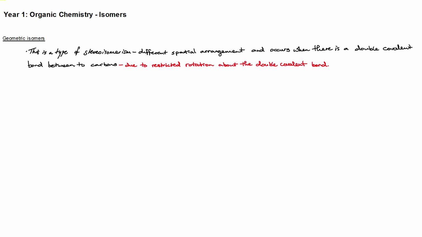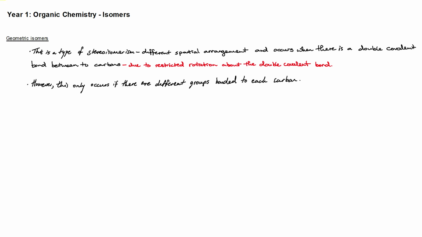Okay. So in order for a molecule to exhibit geometric isomers, it must have different groups attached to either side of the carbon. Now, that doesn't mean that there must be 4 different groups attached to the carbon atoms in the double covalent bond. It just means that on one side of the molecule there must be two different groups attached. So this only occurs if there are different groups bonded to each carbon.